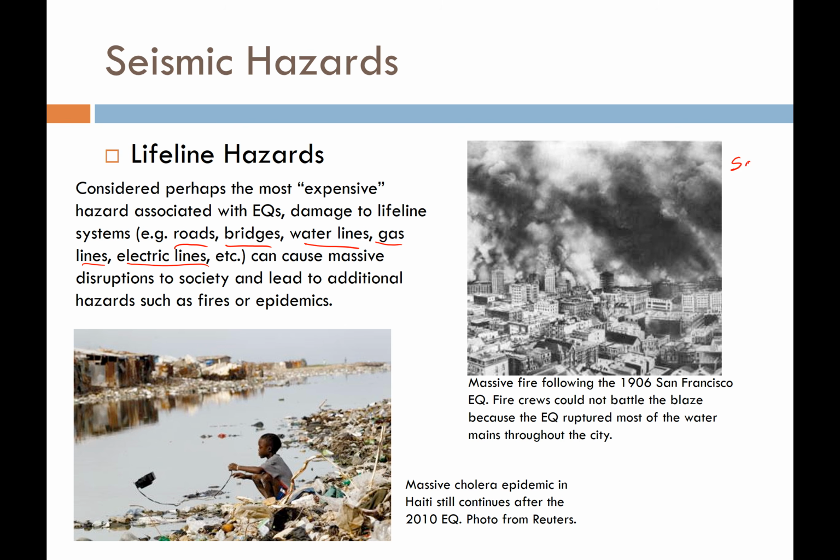For instance, we saw the fire in 1906 in San Francisco. The earthquake and liquefaction in the city ruptured most of the water lines running throughout the city, and as a result the water lines lost their pressure and the firefighters weren't able to battle any of the fires that were just engulfing the entire city. And as a result, the firefighters and the citizens of the city had to just sit and watch their city burn. That was devastating.